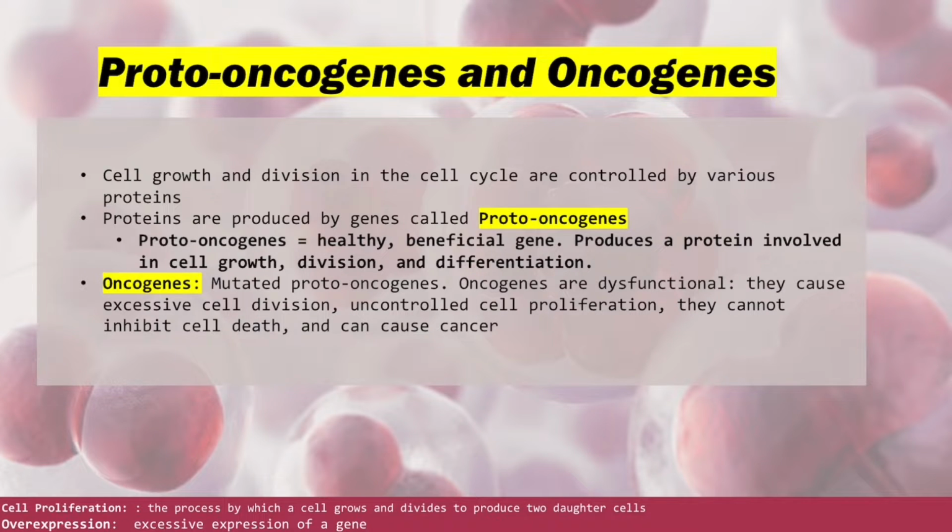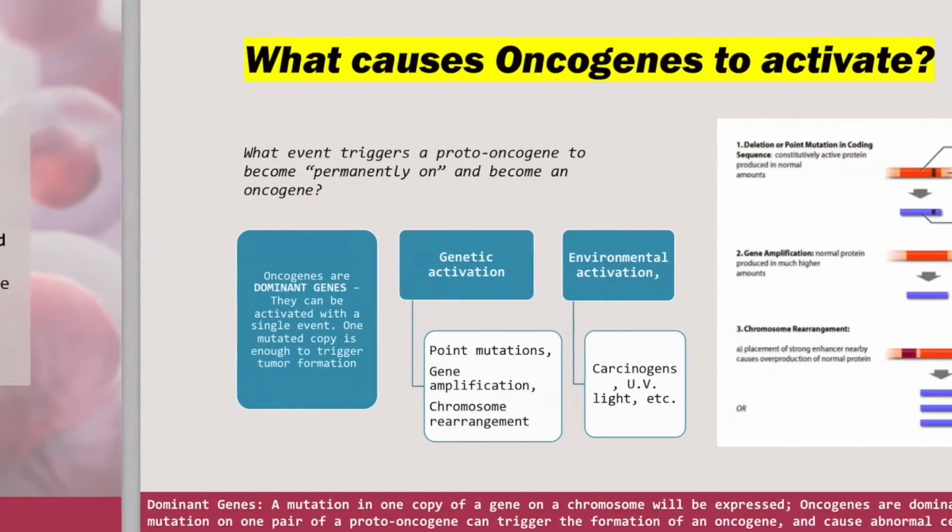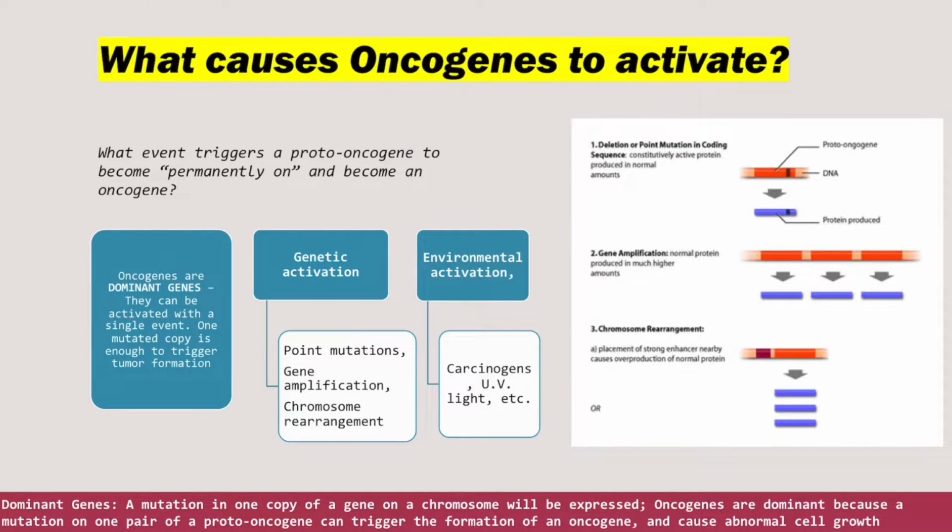Oncogenes are mutated dysfunctional proto-oncogenes. Oncogenes cause excessive cell division and uncontrolled cell proliferation. Oncogenes are dominant genes. They are able to be activated with a single event, such as a point mutation or UV light. One mutated copy is enough to trigger tumor formation.